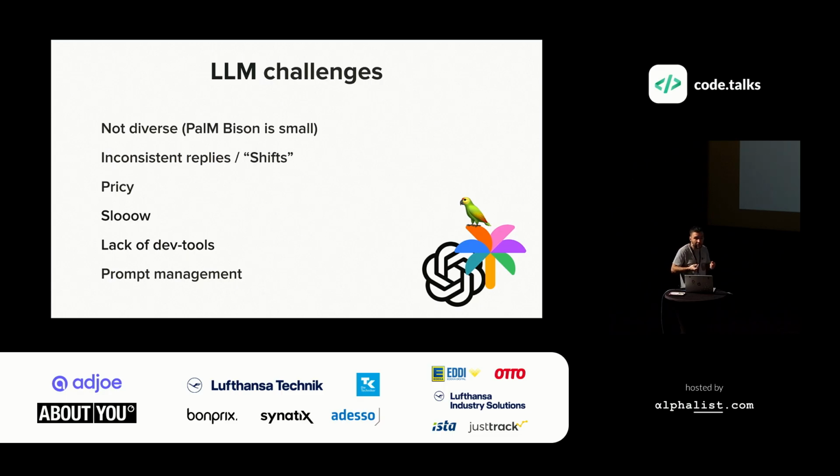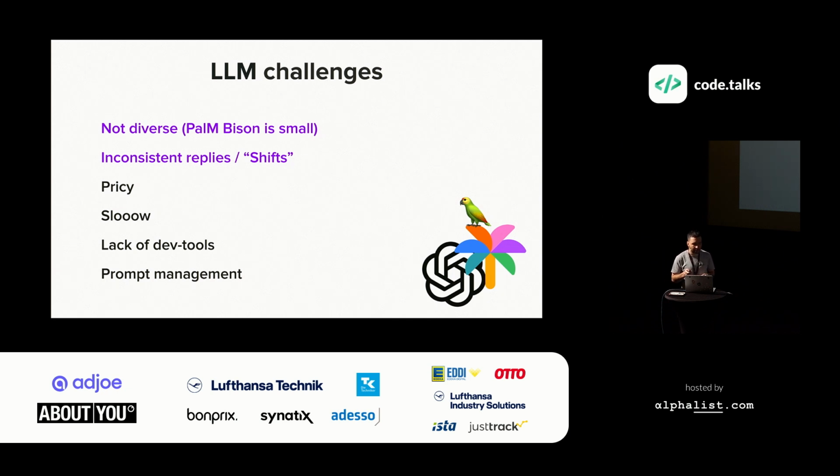Okay, LLMs also bring their own challenges. They are not diverse, and as I already mentioned, they have inconsistent replies, and I really like the term shifts that was used at this conference yesterday, I suppose. They are pricey, they are slow, we don't have a lot of dev tools there, and prompt management can be a mess. But I think for at least these four things, price, latency, dev tools, and prompt management, we can do something about it. We can handle these challenges now already quite easily.